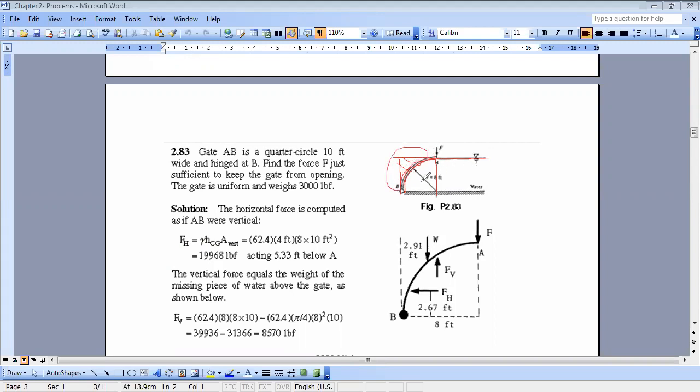And for the horizontal action, it's exactly the same procedure we follow for a curved surface. So I have a curved surface. I want to find the horizontal force acting on it. Okay.